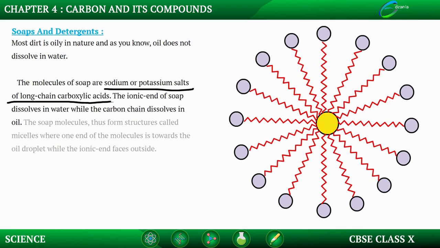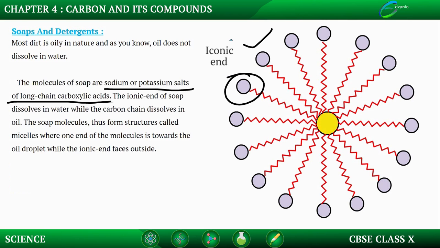The soap molecule thus forms a structure called the micelle. As seen in the diagram, it is called the micelle, wherein the ionic end faces towards the outside, and the other end of the molecule is towards the inside of the oil droplet. So if this is the oil droplet, the one end is towards the inside. And this is called the micelle. This forms an emulsion in water.